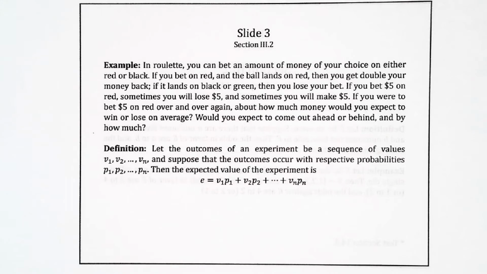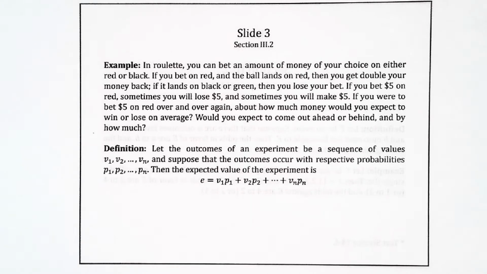So you see, it's almost 50-50 whether you make $5 or lose $5, but the odds are slightly in favor of the casino because there are 18 ways for you to make $5, but there's 20 ways for you to lose $5.